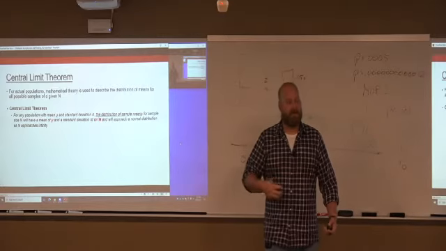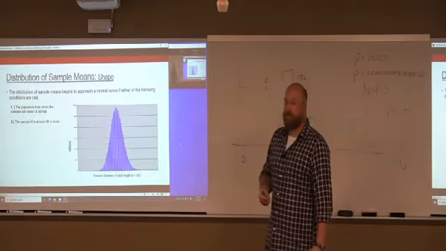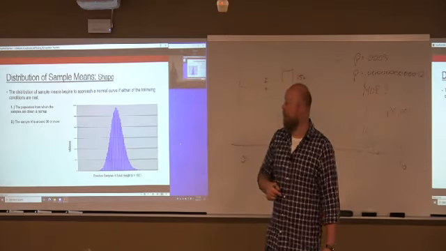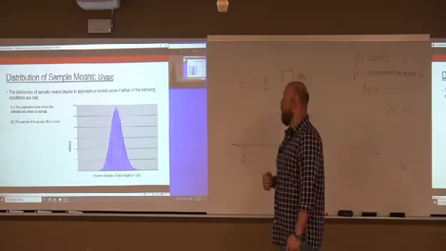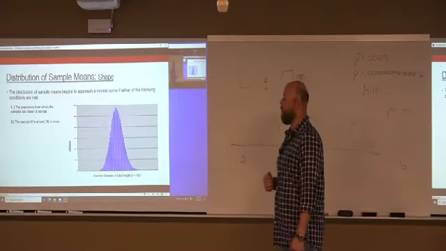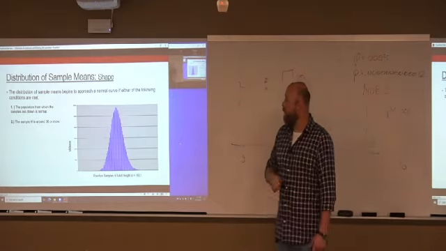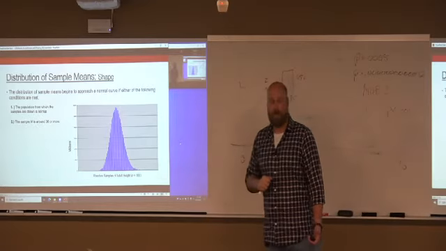So there's a lot of stuff to unpack with this, right? So let's first talk about the shape, okay? What we know is that the distribution of sample means starts to approach a normal curve under either of these two conditions. One, if the population from which samples are drawn is normal, right?